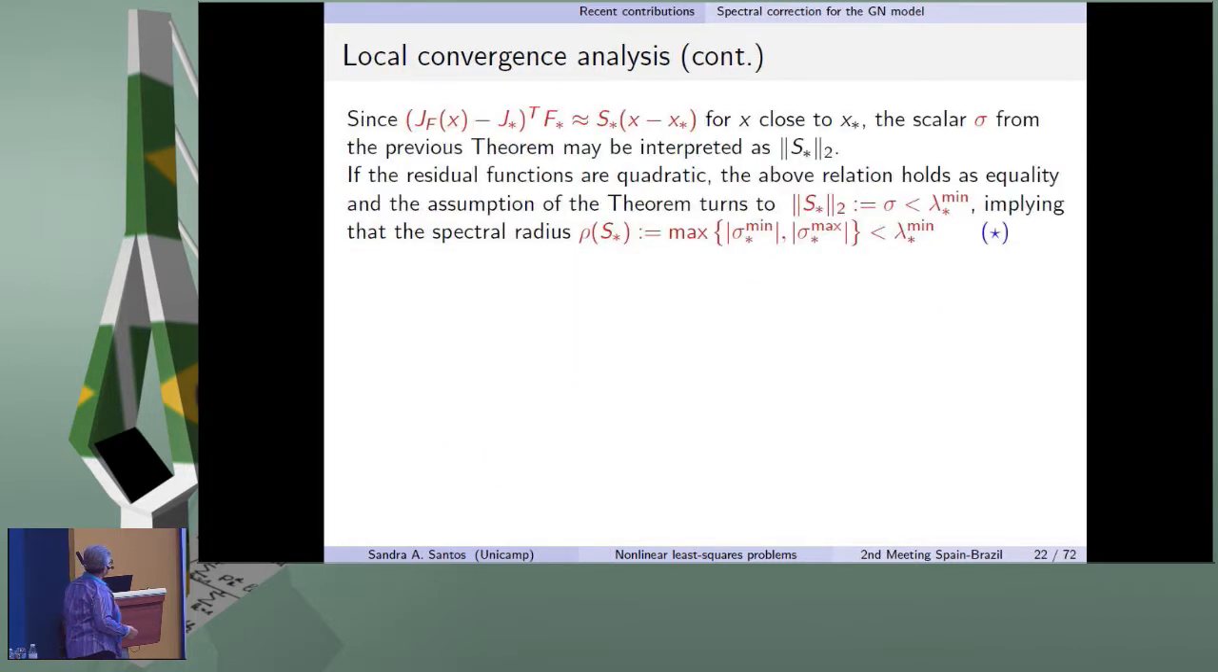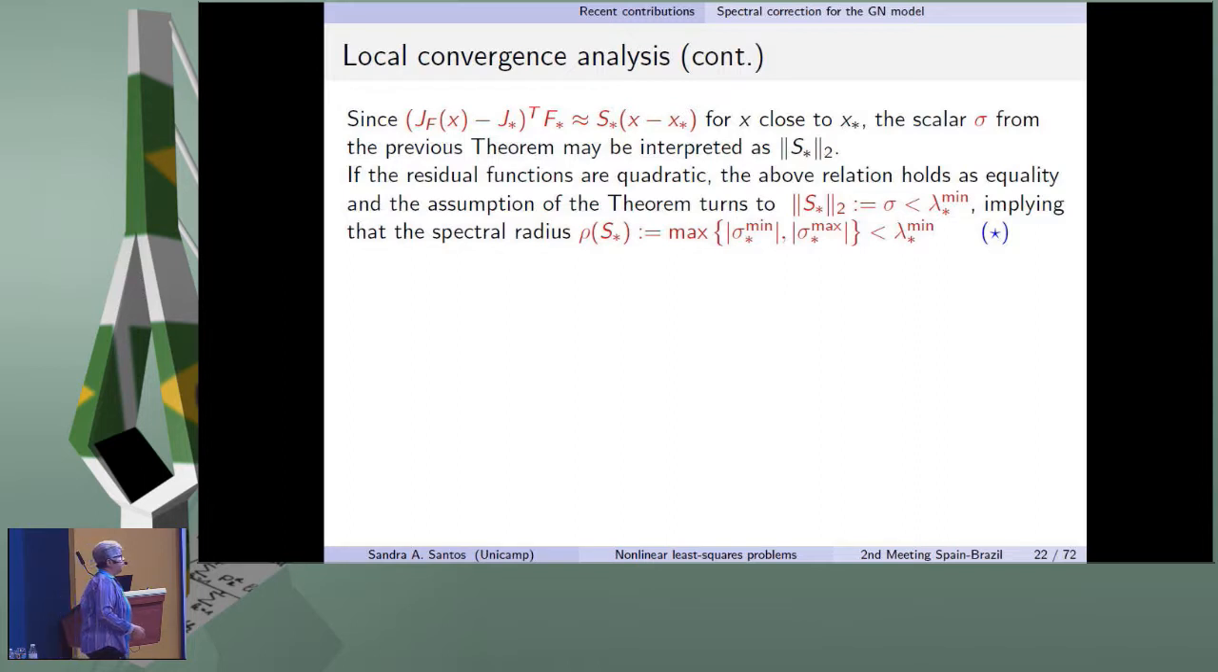So to see even better this relationship and the importance that the Jacobian carries in this case, we have this relationship concerning that term that appears in the condition of the theorem. When the residual functions are quadratic, indeed this relationship holds as equality, so that we can interpret the scalar as the two norm of matrix S star. And this implies that the spectral radius of this matrix satisfies this relationship here.